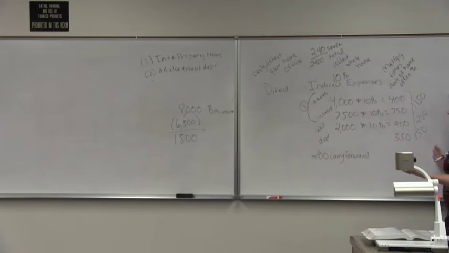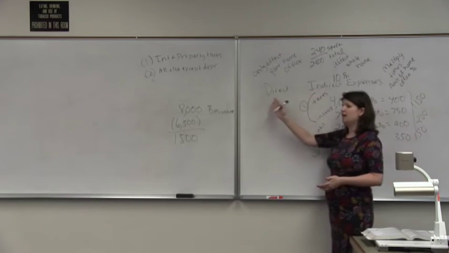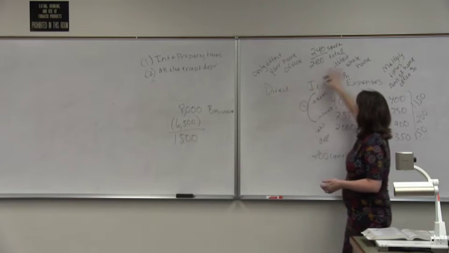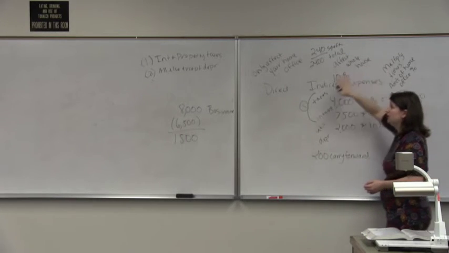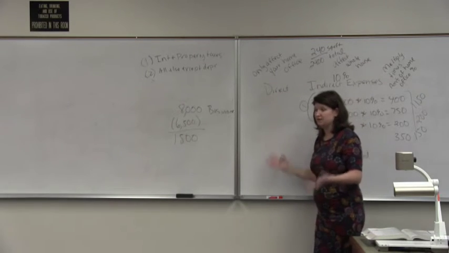Now, this taxpayer did not have any direct expenses. But if they did have direct expenses, then they would not be subject to this 10% limit. They would get the direct expense at 100% because it's all related to the home office.